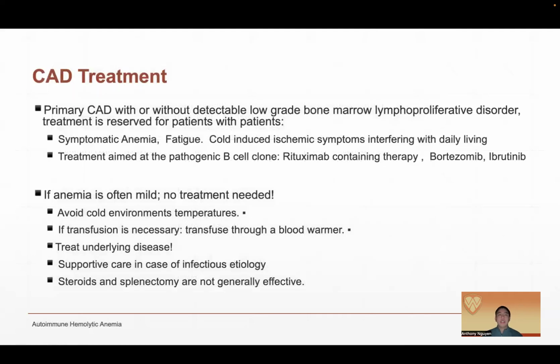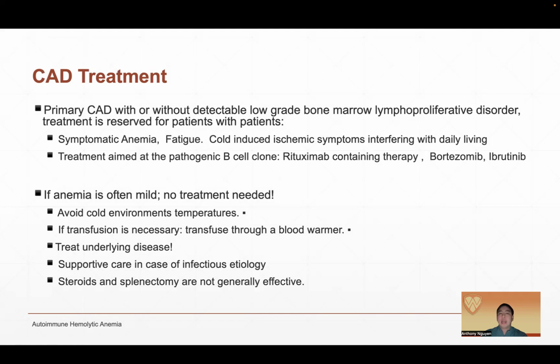The cold agglutinin disease treatment, the primary treatment with or without a low-grade bone marrow lymphoproliferative disorder, is reserved for patients with symptoms. And the symptoms include symptomatic anemia, fatigue, or cold-induced ischemic symptoms that are interfering with daily life. Many patients will say that when they go into the cold, their hands actually feel cold and also have discoloration.